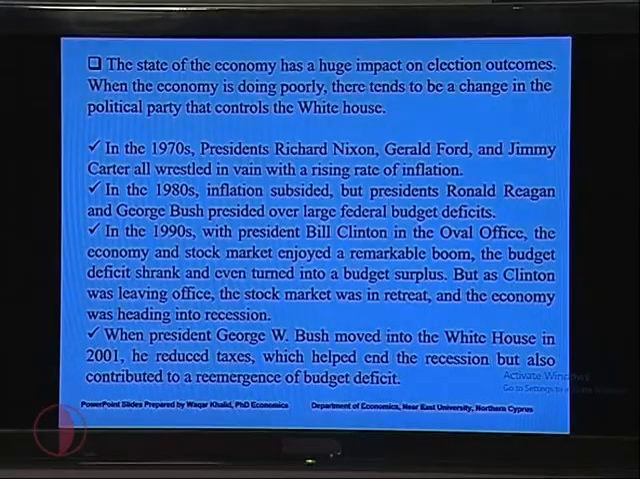So the state of the economy has a huge impact on election outcomes. When the economy is performing poorly, there tends to be a change in the political party that controls the White House of the United States.